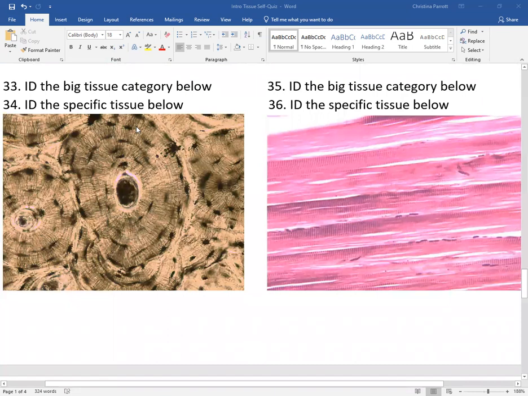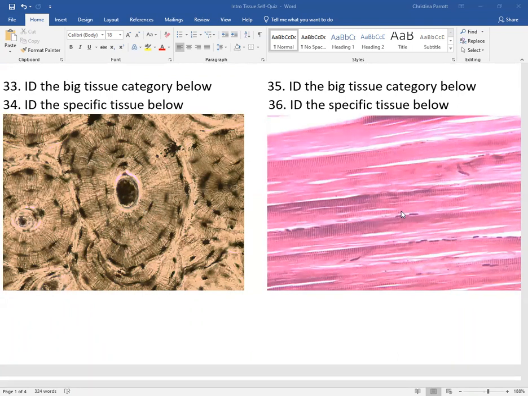Number 33 and 34 is the picture on the left. You're seeing tree rings. Tree rings tells you that this tissue is bone. So number 34, the big tissue category is connective. Number 34, sorry, I think I said that wrong. Is 33, the big tissue category is connective. 34, the specific tissue is bone.